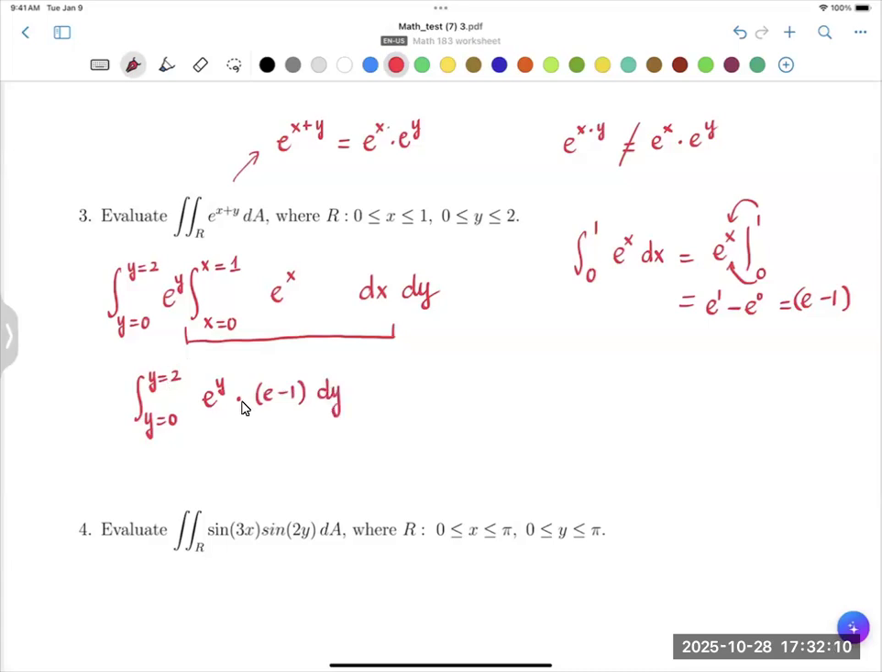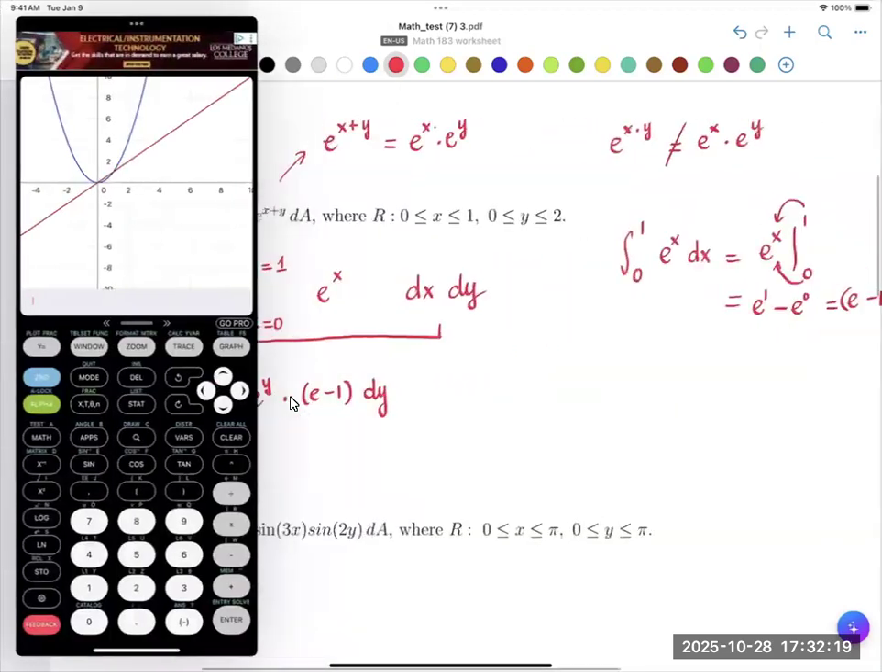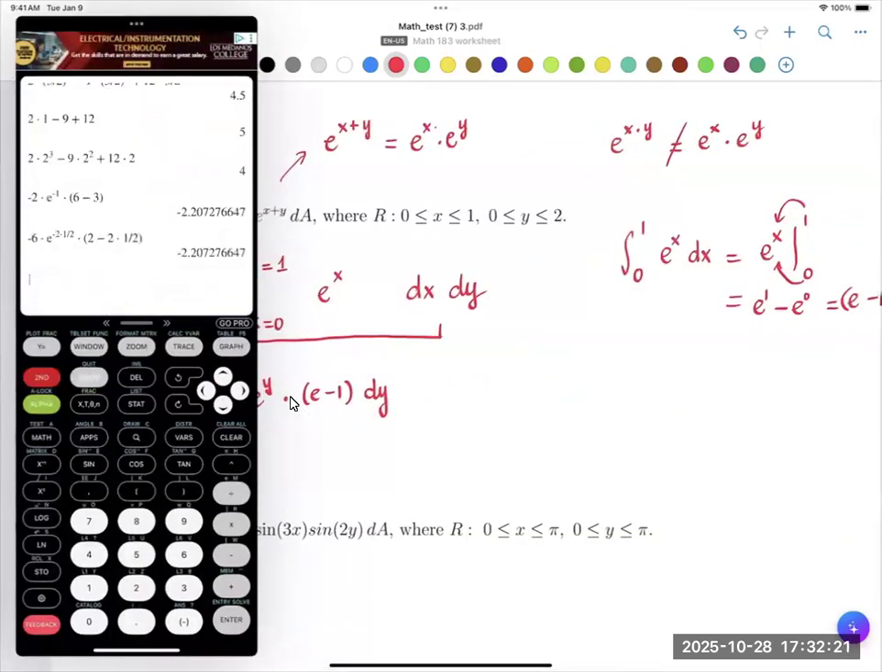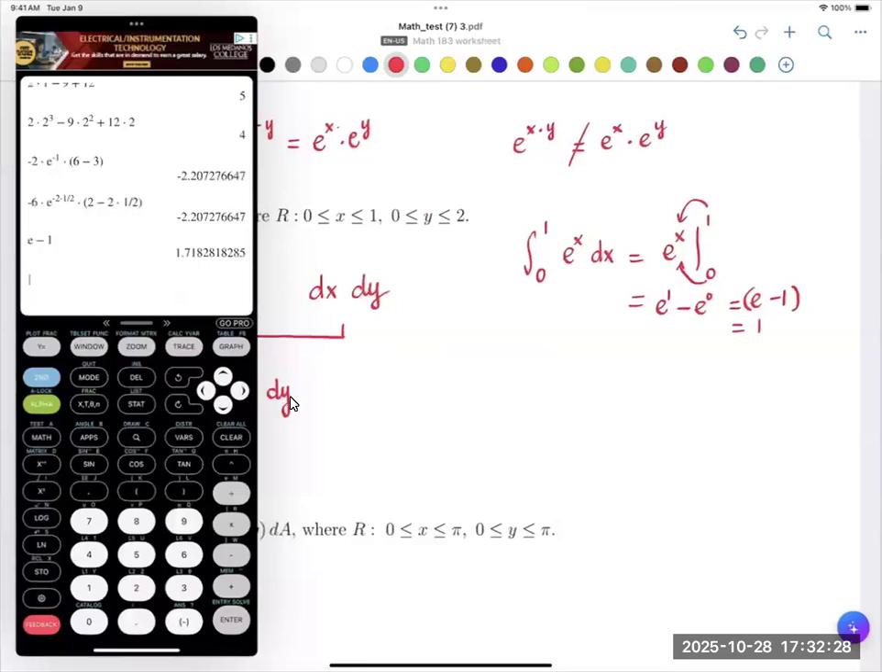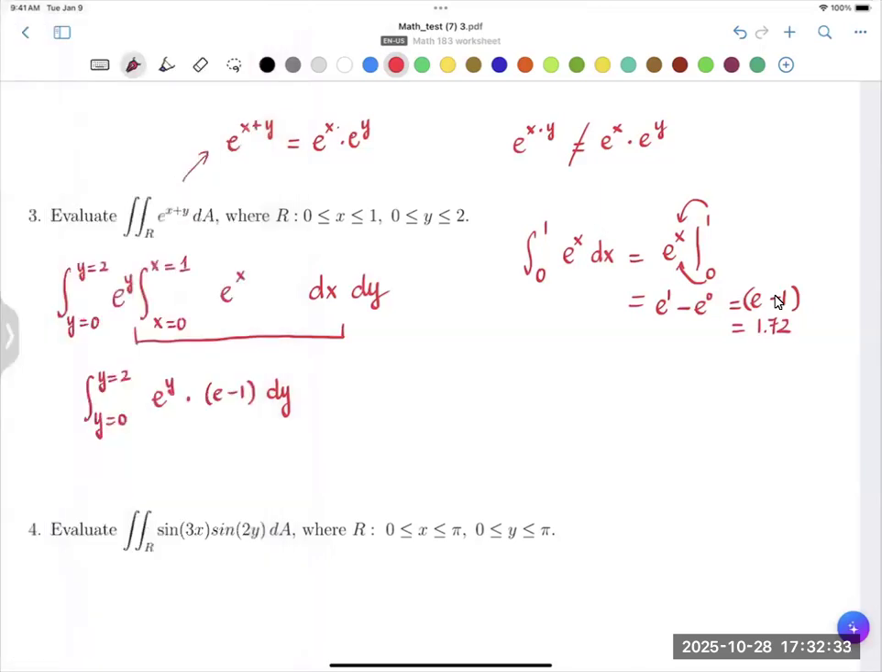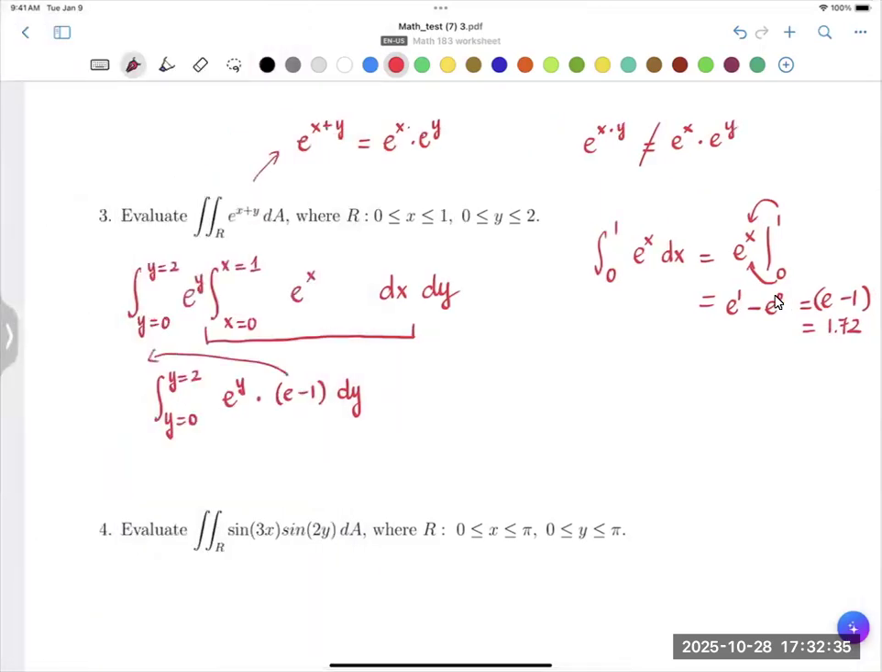Okay, so this is another multiplication with a constant, because this is with respect to y. This is going to be our constant. e minus 1 is a number. If you put that into the calculator, e minus 1 is actually equal to 1.72. So this is actually a number. A number is a constant, so I can bring this to the front, and that will be e minus 1 times the integral from y equals 0 to y equals 2 of e to the power y dy.